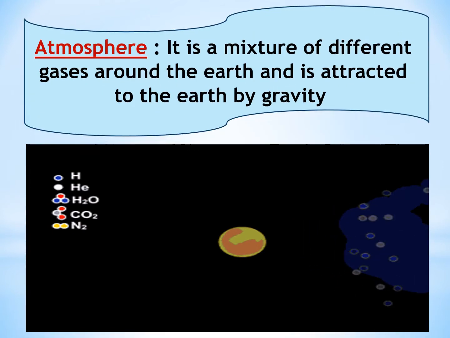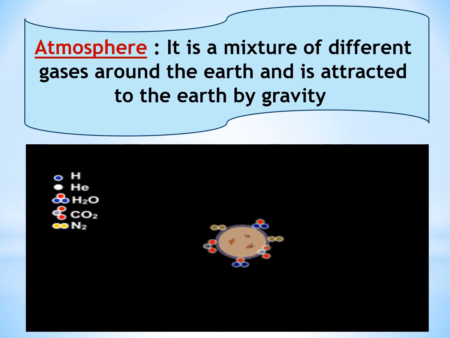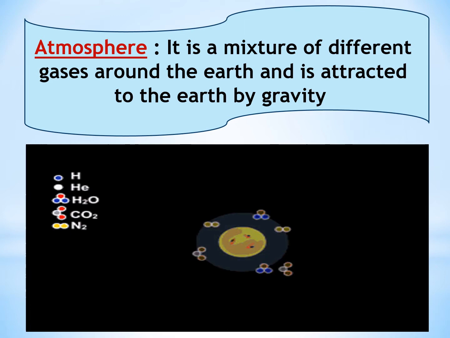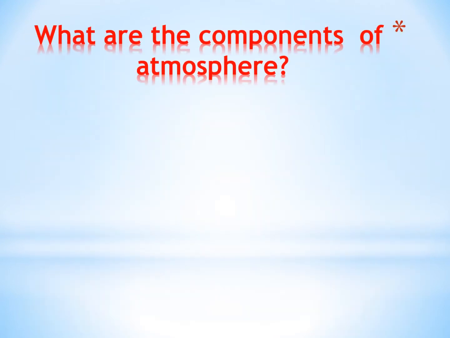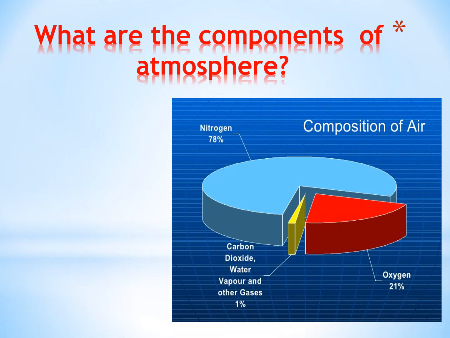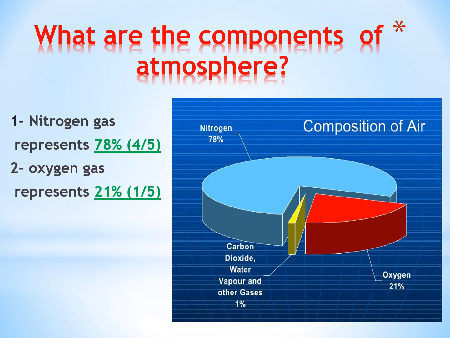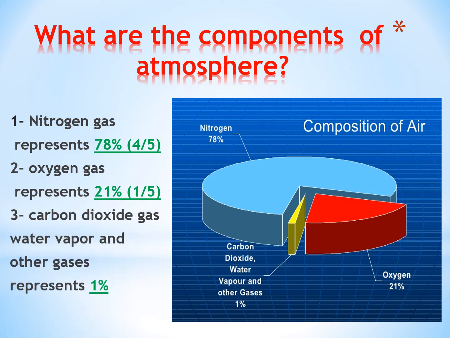From the previous video, we can now determine the meaning of the atmosphere. The atmosphere is a mixture of different gases around the Earth and is attracted to the Earth by gravity. What are the components of the atmosphere? Number 1, nitrogen gas represents 78%. Number 2, oxygen gas represents 21%. Number 3, carbon dioxide gas, water vapor, and other gases represents 1%.